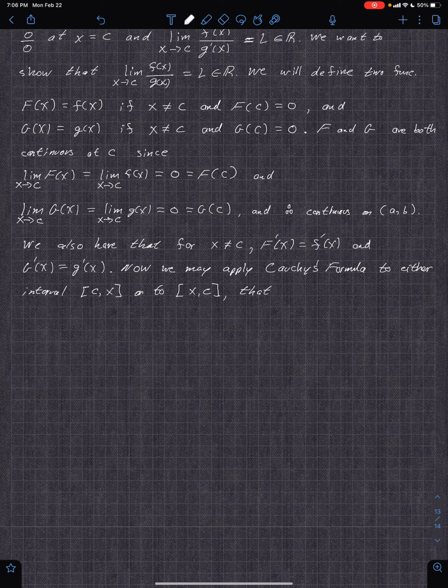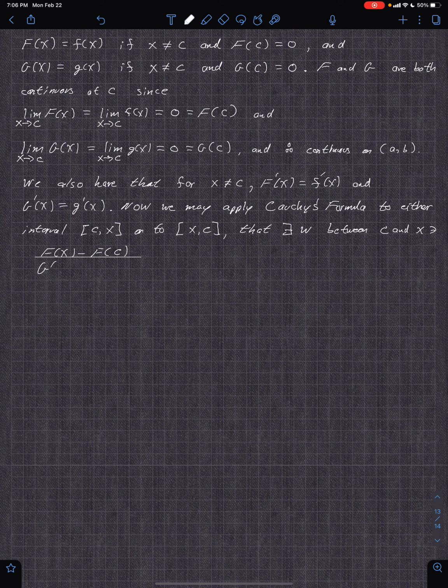there exists a w between c and x such that capital F of x minus capital F of c over capital G of x minus capital G of c, this is the conclusion of the formula, is equal to capital F prime of w over capital G prime of w. But capital F prime and capital G prime at w are equal to little f prime of w over g prime of w.